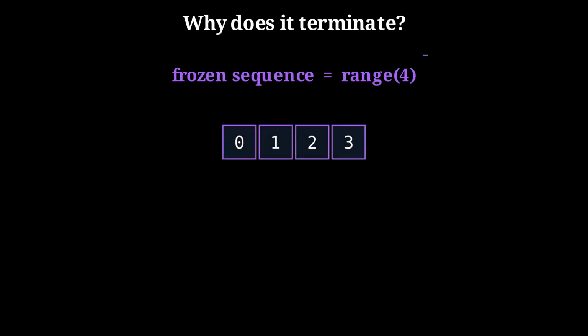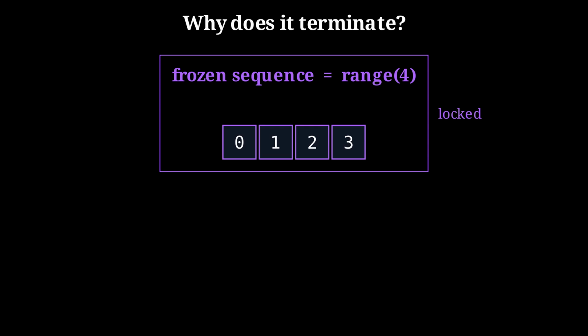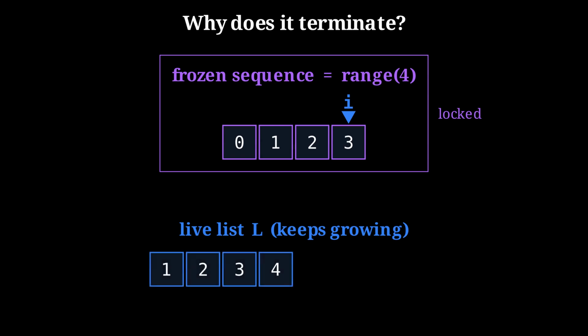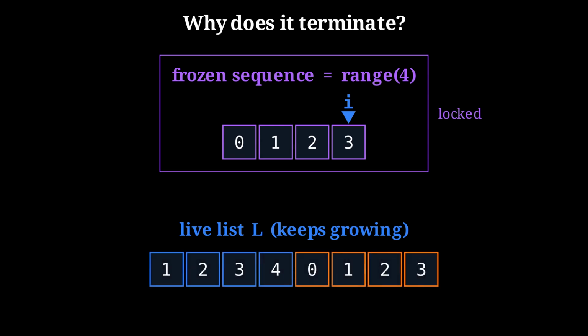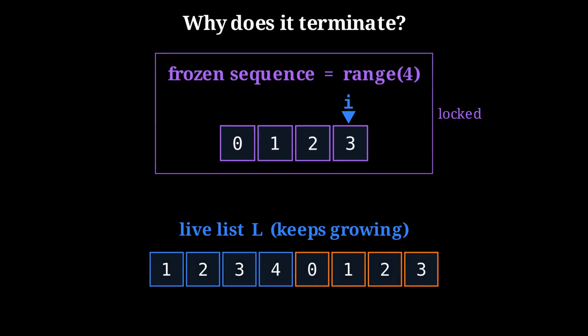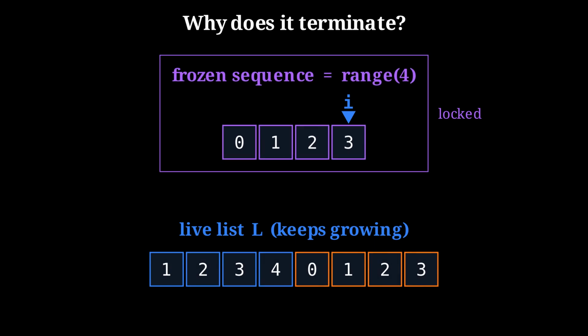The moment Python reaches range of the length of L, it evaluates the length just once and builds a fixed sequence, 0, 1, 2, 3, and stores it. The loop then walks that stored sequence position by position. Growing L afterward changes L, but it never touches the frozen sequence the loop is following. 4 values were promised, so 4 passes happen no matter how large L gets.